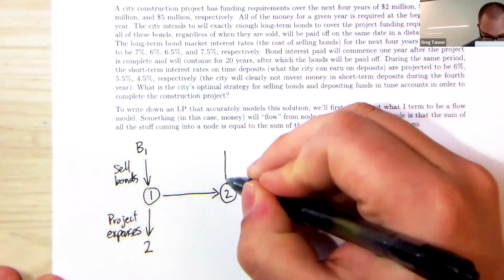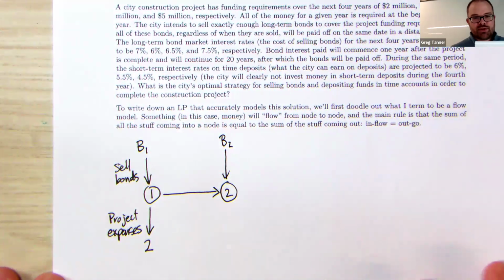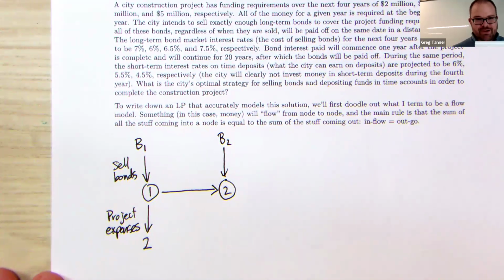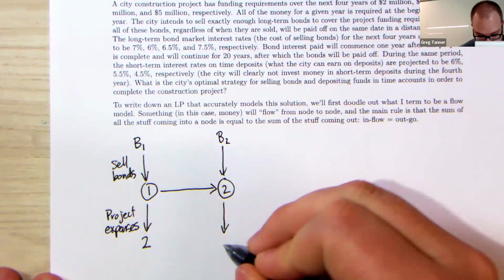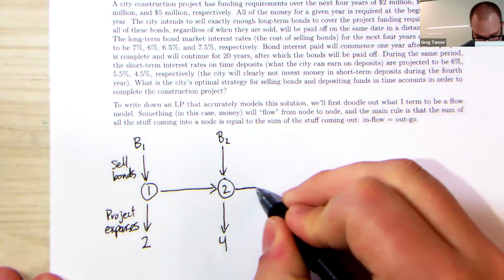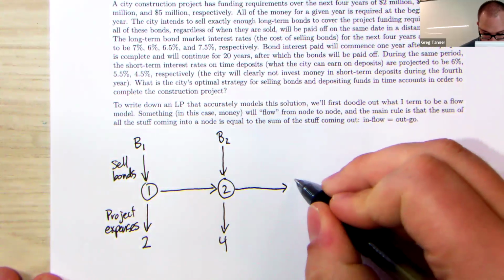In year two, we'll sell more bonds. How many bonds? Well, we'll denote that as a decision variable. So anytime you're like, well, how much? Make it a decision variable. And the outflow from year two is 4. And then whatever is not used will flow on to year 3.